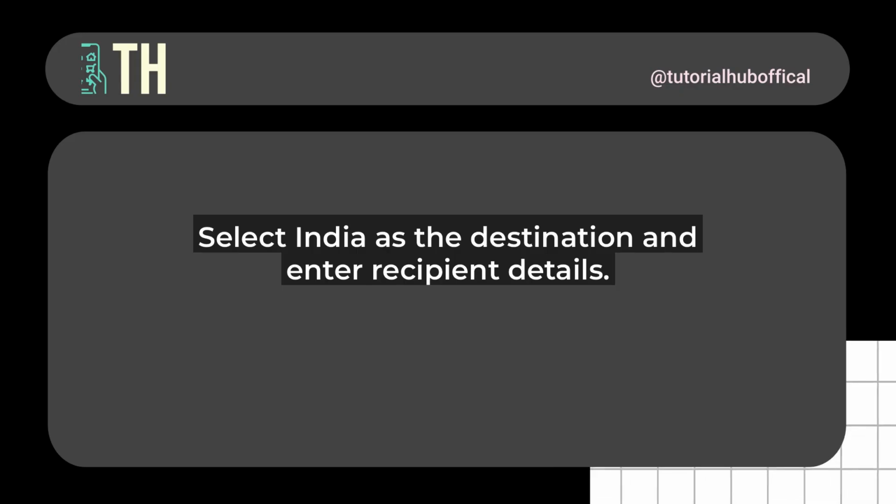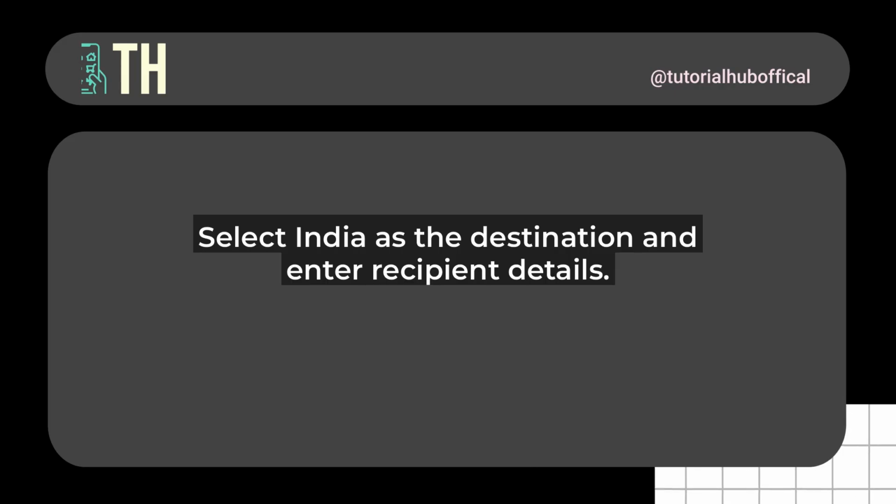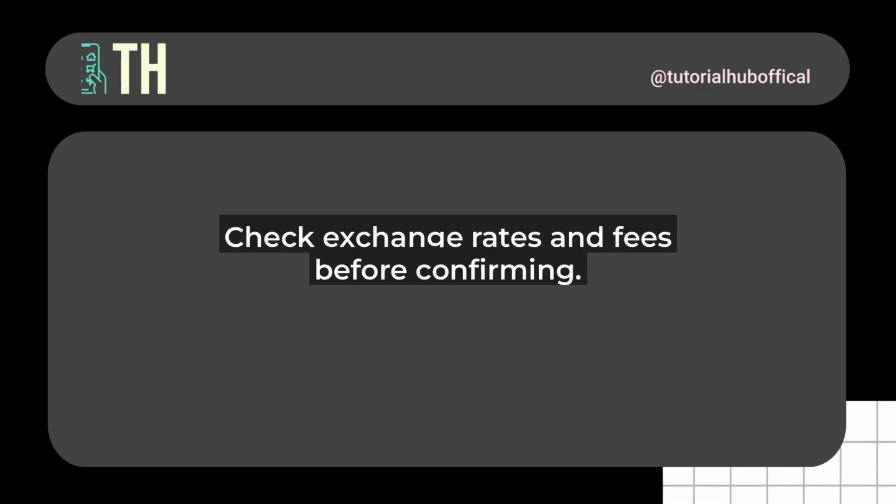Now, enter the recipient's details. You'll need their email, phone number, or bank account information linked to UPI. Specify the amount, and PayPal will show you the exchange rate and any fees involved.